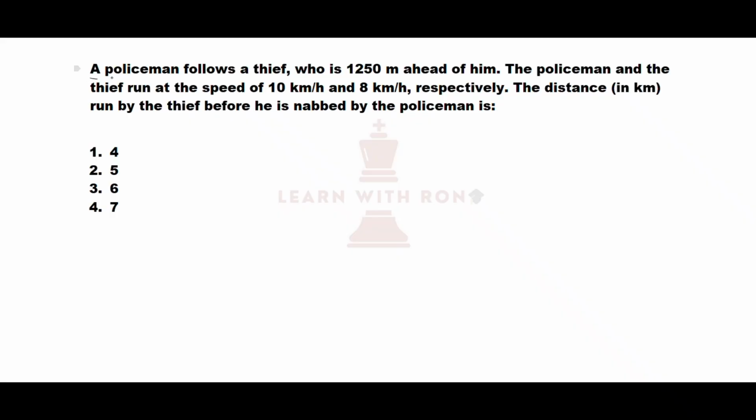Here they have given a policeman follows a thief who is 1250 meters ahead of him. Let me draw the diagram here. Let's say, for example, here is the thief at a point T and here is the policeman at a point P, and the distance between P and T is given as 1250 meters.